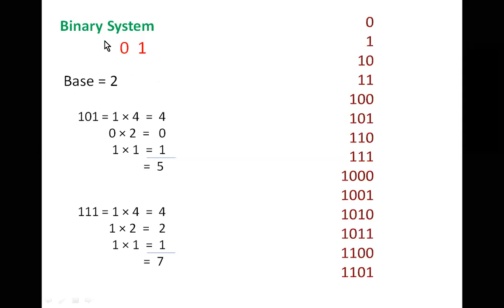Now these are the only 2 symbols present in the binary system, 0 and 1. And what is the base for this binary system? As there are 2 symbols, the base will be 2. Let's carry out counting. There is a basket of apples, and we want to count them by using the binary system. Let's see how it can be done.